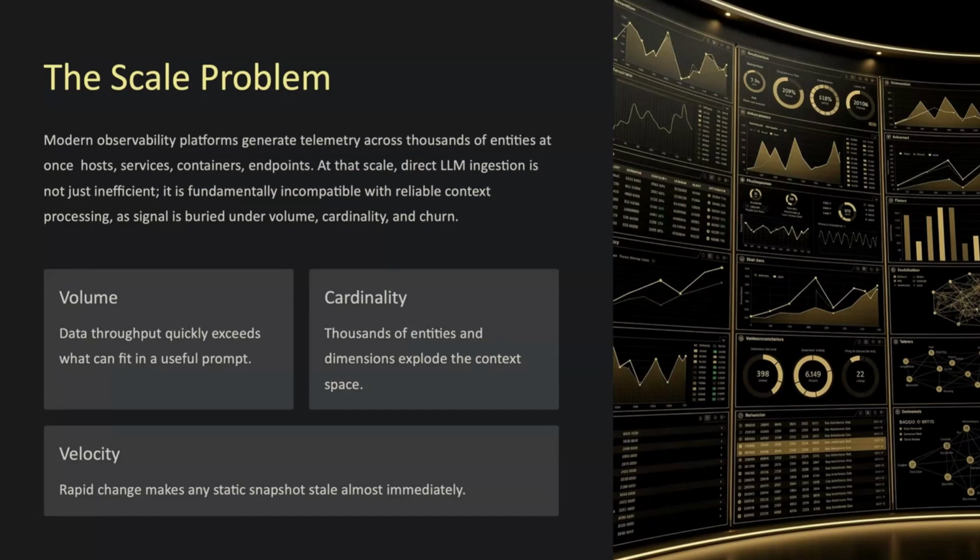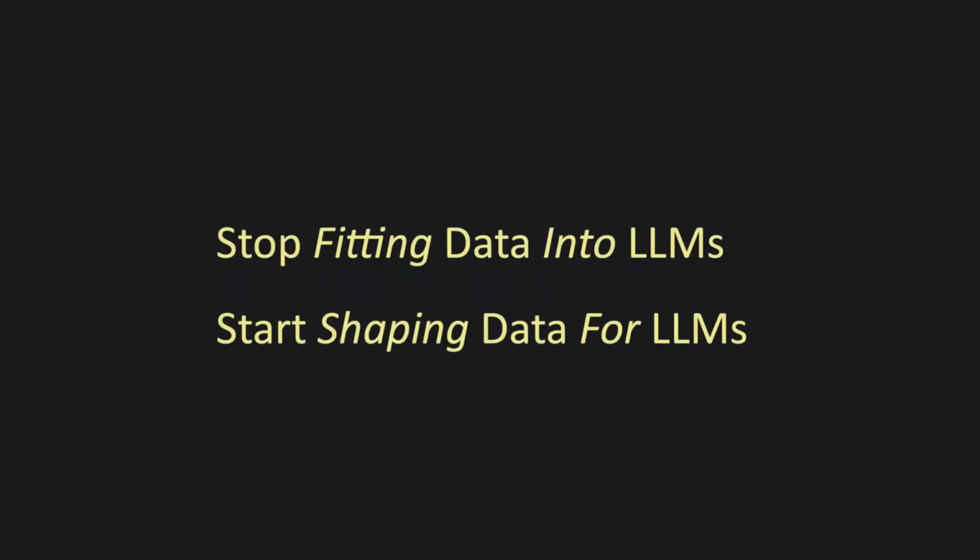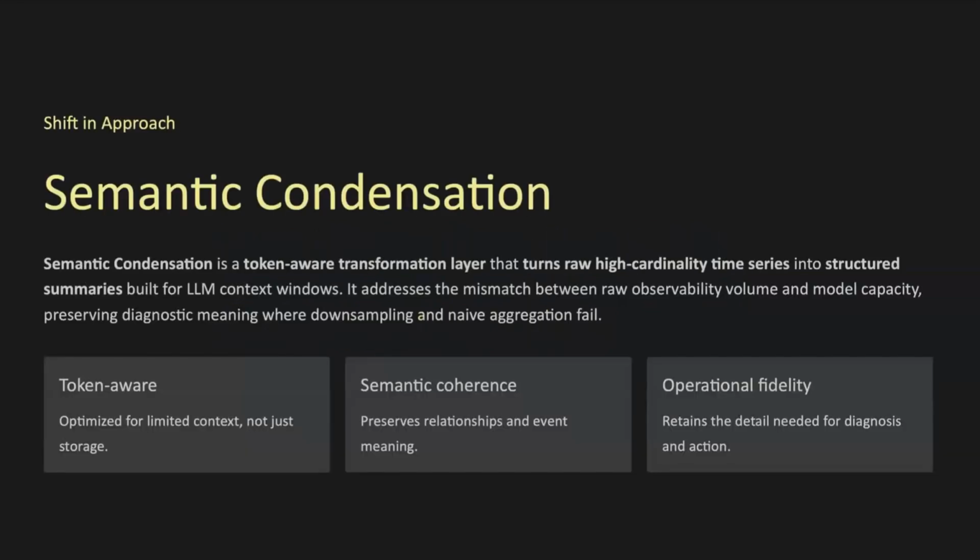And then, like I said before, it's not about the LLM's ability to reason, but it's about our ability to pass the right signals to the LLM to allow it to reason in an effective manner. So the key takeaway here is raw data. It's not just observability data, but any noisy, high cardinality data is inherently not LLM ready. And we should stop fitting data into the LLMs and instead take a step back and think about reshaping this data to allow the LLM to reason better. That brings me to semantic condensation.